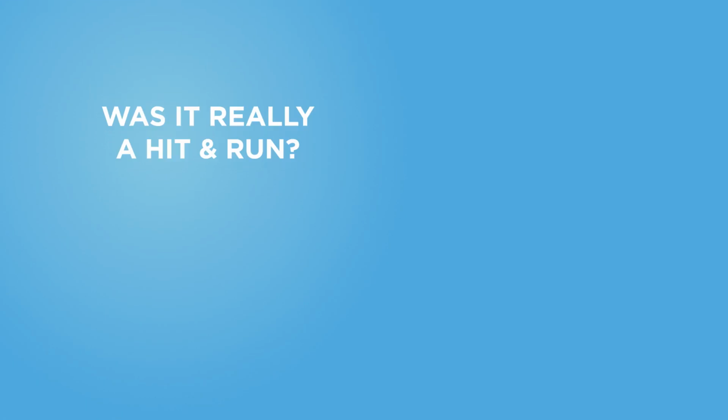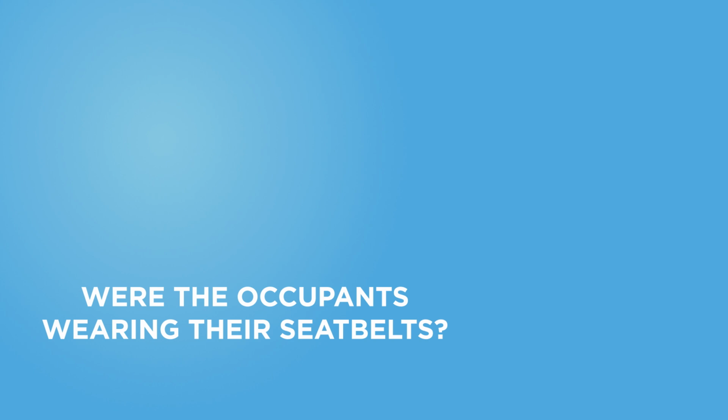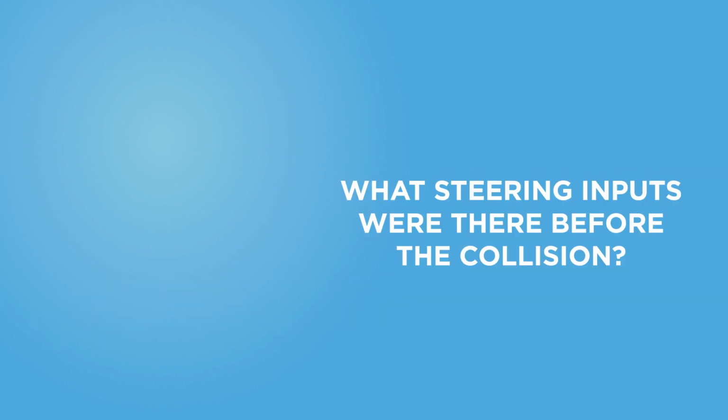In our casework, we often utilize black box data to answer various types of questions like, was this really a hit and run? Was there an occupant seated in the front passenger seat? Were the occupants wearing their seatbelts? What steering inputs were there before the collision? Were the brakes applied? Was the vehicle speeding? Whether you're on the defense or the plaintiff side, and whether it's a PD or an AB or a BI claim, the data that's found in the black box can help provide a lot of insight into a collision in question. So let's start off with a relatively straightforward example.